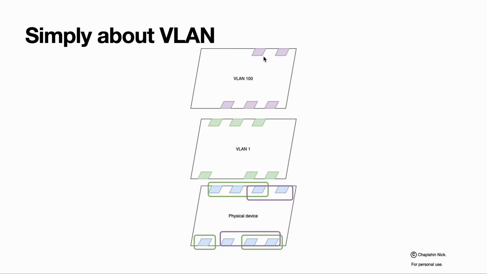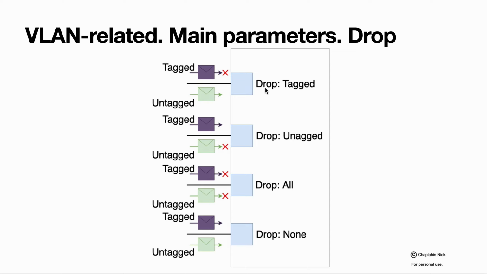And one more VLAN related option. It's not exactly VLAN, but related and very important for it: the so-called drop. Drop tagged, drop untagged, all and none. If drop is configured to tagged, we will drop tagged frames that are trying to ingress our system. If drop is configured to untagged, we will drop untagged frames that are trying to ingress our system. If drop is all, we will drop everything. If drop is none, we will drop nothing.